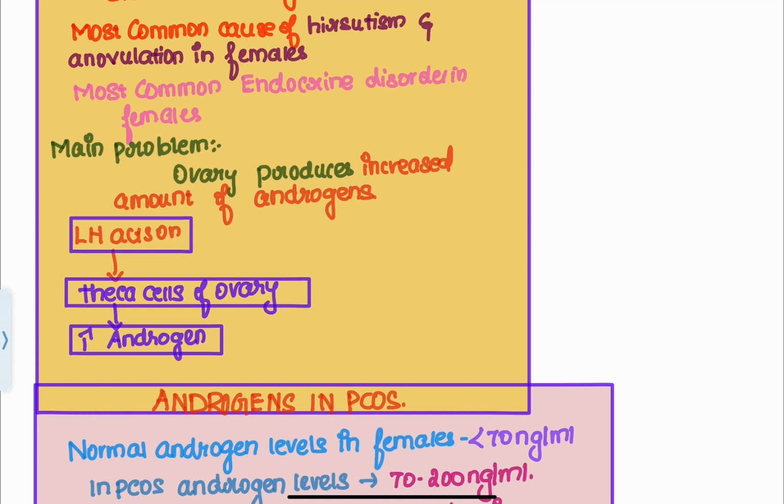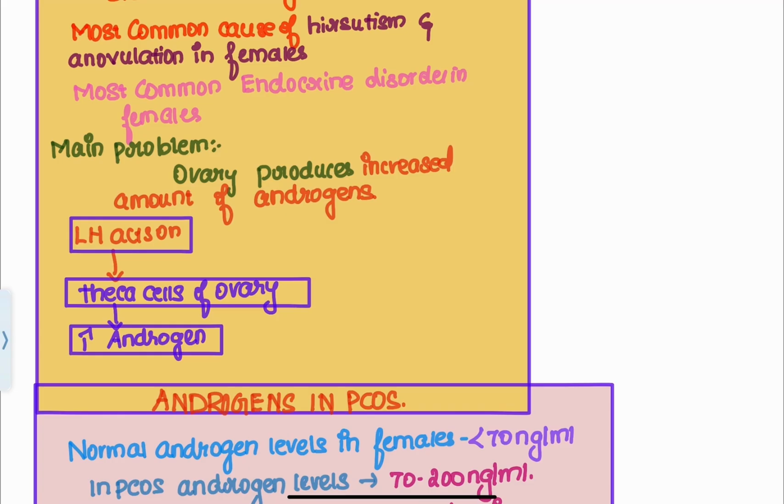And where is the stimulus coming from? The stimulus is actually coming from the luteinizing hormone. The luteinizing hormone is going to act on the theca cells of the ovary to produce androgens. So this is a normal phenomenon which happens. But in PCOS, there is an increased amount of androgen being produced from the theca cells of the ovary.